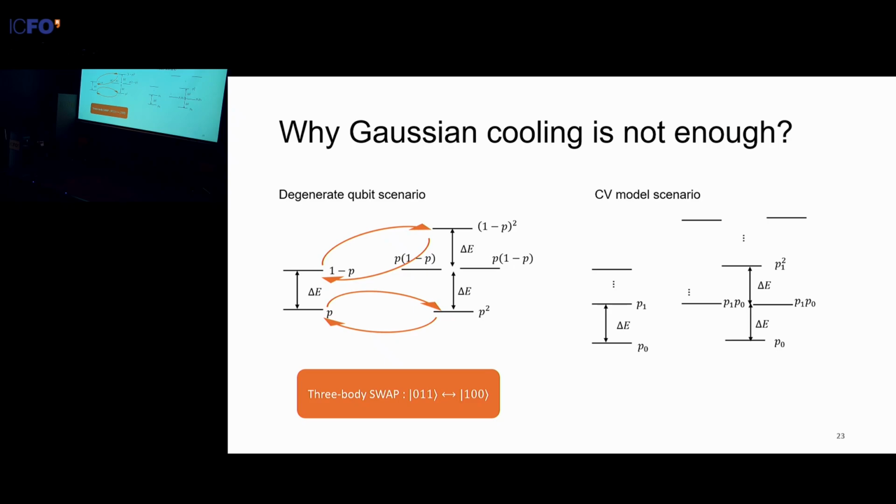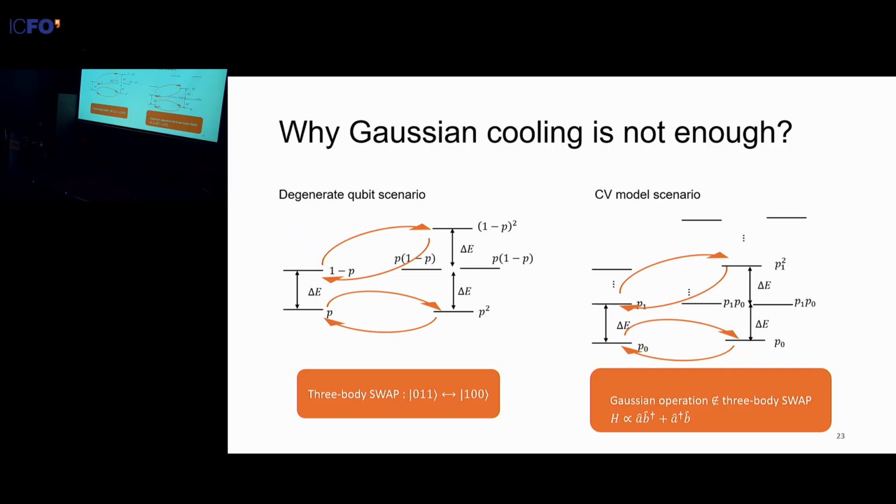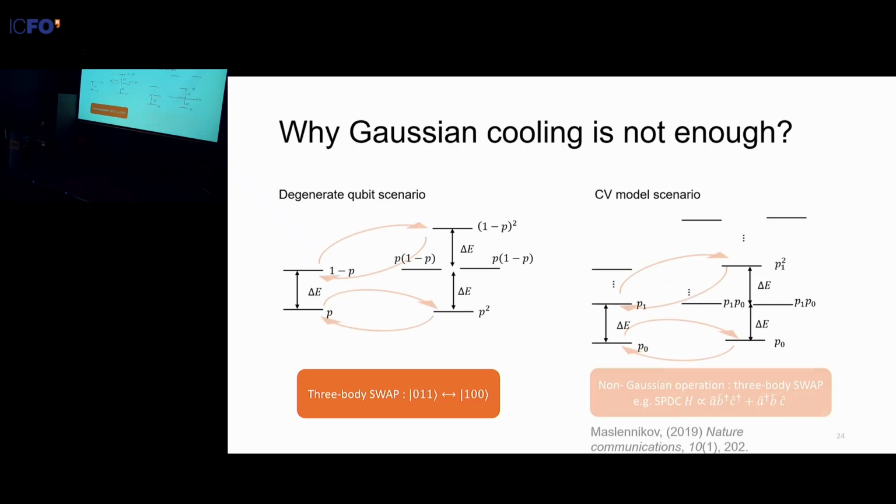and this is possible. But when you look at the CV model, if you want to do the same thing, it is actually not allowed by Gaussian operations, because as we showed previously, swap is the most optimal operation that you can do. And swap, the physical interpretation, is nothing but the beam splitting operation. This is strictly a two-body interaction, which means you can only exchange one excitation at a time. And in order to do something like a three-body swap, you actually need nonlinearities or non-Gaussian operations.